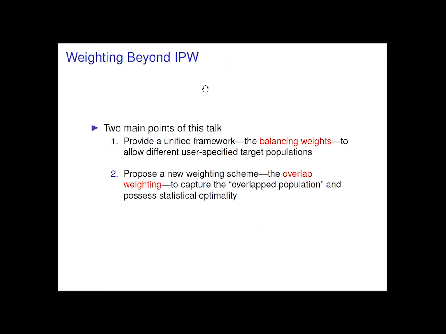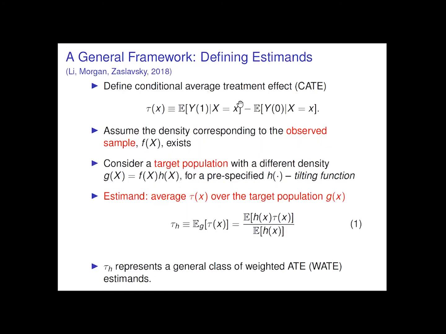So that's a long introduction, and the main point of this talk has two parts. First, we provide a unified framework called balancing weights to allow a user-specified target population. The point is that you don't need to always focus on the average treatment effect. You can focus on other populations. The second one is, within this framework, I will propose a new weighting scheme called overlap weighting that captures the overlap population and has some nice statistical properties. This is a brief outline of that.